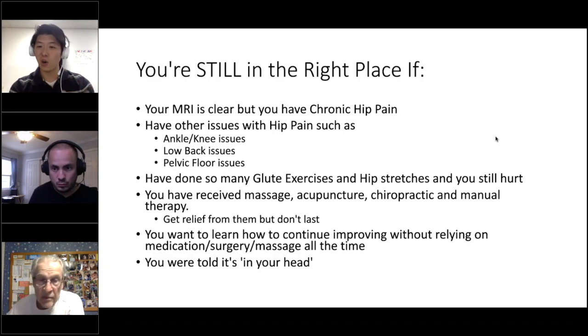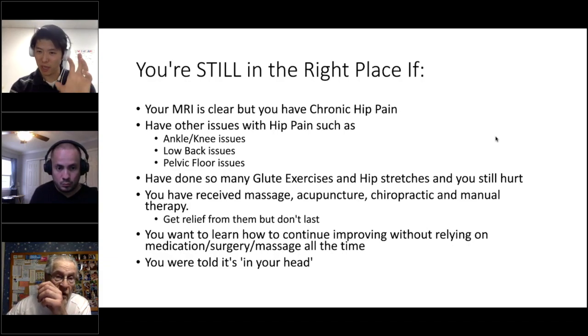Glute exercise is not always the right thing to do, but because it's a big muscle, we always do it. We love to work on those hips.